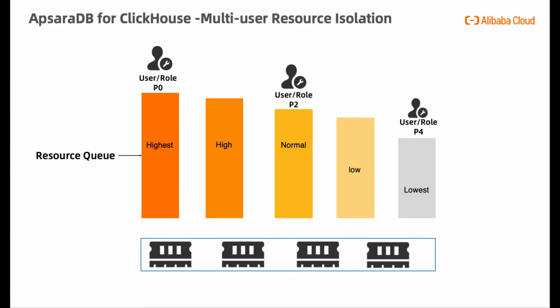Multi-user resource isolation queue is our featured function provided in ApsaraDB for ClickHouse in kernel version 20.3. It provides a complete user-level memory isolation mechanism to ensure the stability of core access requests. It is usually applied in large systems. Enterprise customers have a strong demand to distribute the memory resources in a reasonable way to ensure some important queries or users always have priority of access.